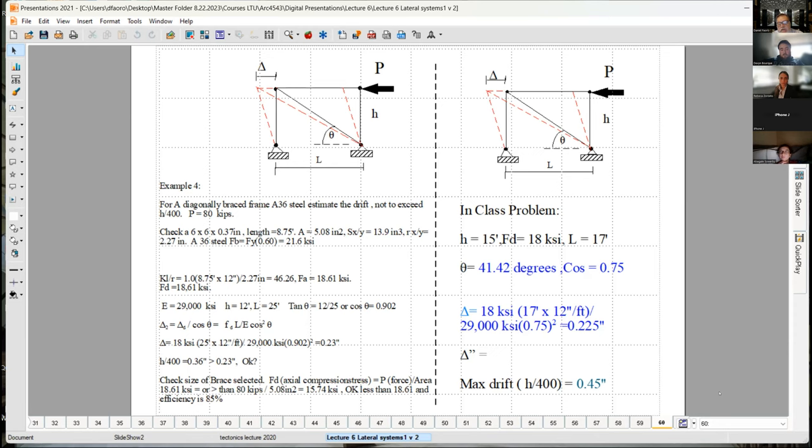Delta is 18 KSI times 17 times 12 divided by 29,000 times the 0.75 squared, or 0.225. Our maximum drift, again, H over 400, would be 0.45. We're pretty safe here at 0.225. As you can see, we're only using 50% of the drift allowed. This could have been a smaller cross-section, possibly, to be more efficient.